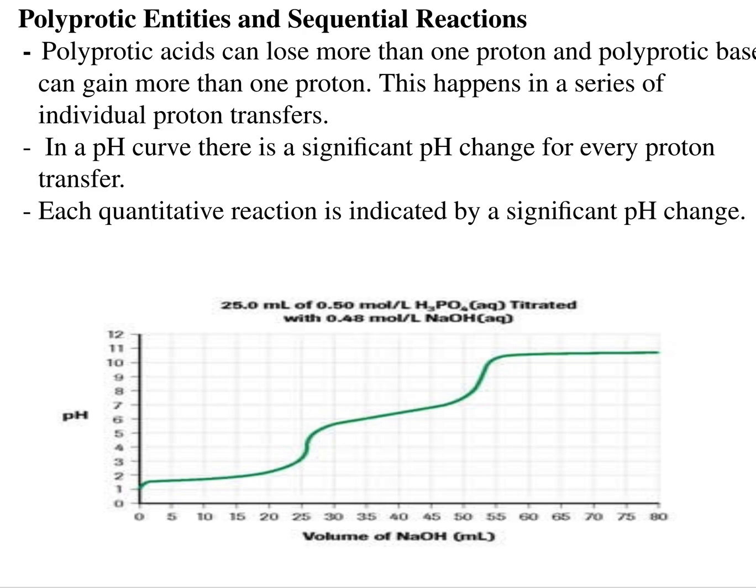Even in this diagram that we have here, we see it's for H3PO4. There should actually be one more curve up here. We just have not added enough sodium hydroxide to trigger that final release.